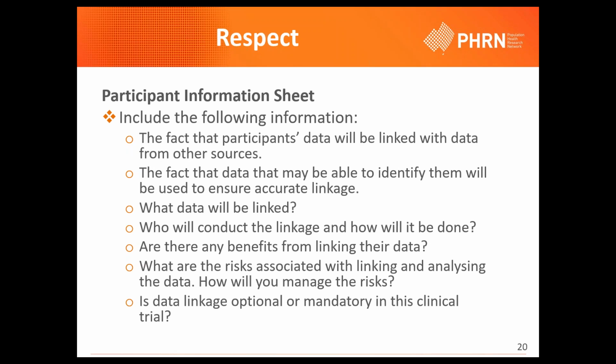So it's really about providing participants with sufficient information so that they can really understand what you're proposing to do with their data, what you're proposing to link it to, and why you're proposing to do that. So I suggest in your information sheets, this is the kind of information that you need to include. Firstly, the fact that you are planning to link participants' data with data from other sources, and being quite open about the fact that this may be able to identify them, because you will need to use identifiers to ensure accurate linkage. The more specific you can be about what data is going to be linked, I think the easier your path through the ethics committee will be.